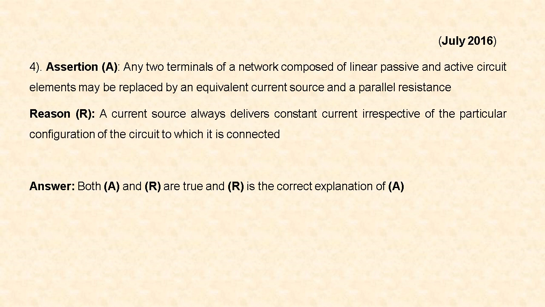Next question is assertion and reason type, and this question was asked in July 2016. First, the assertion is any two terminals of a network composed of linear, passive and active circuit elements may be replaced by an equivalent current source and a parallel resistance. The reason is a current source always delivers constant current irrespective of the particular configuration of the circuit to which it is connected. So here both the statements, assertion and reason, are true and the reason is the correct explanation of the assertion.